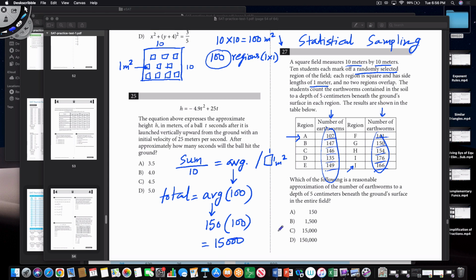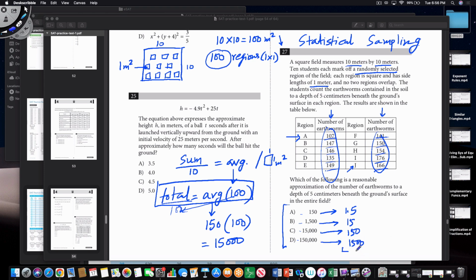Now there's a way to reverse engineer this problem as well. Once I figured out that this is how I calculate my total, I will go to each one of these choices A, B, C and D and divide that by 100, just to find the average. So if I do that division by 100, this becomes 1.5, this becomes 15, this becomes 150 and this becomes 1500. So this entire column here is basically my average.